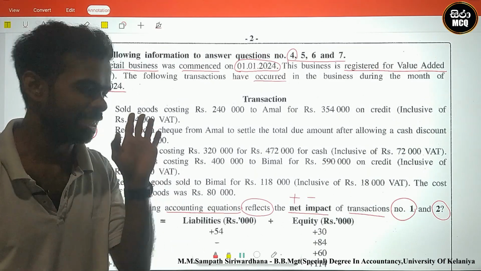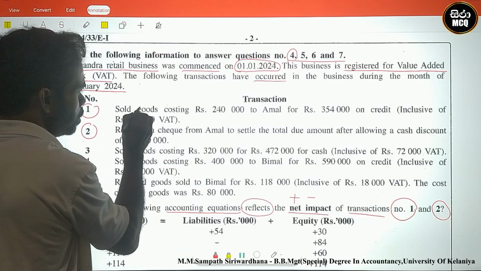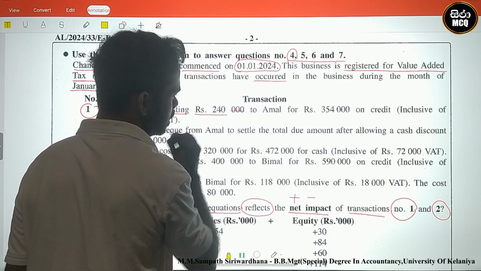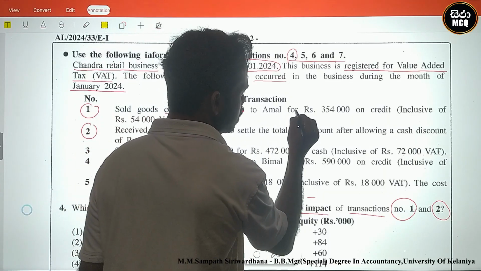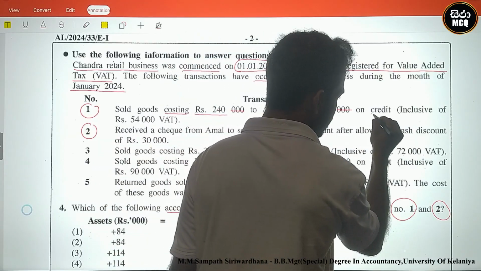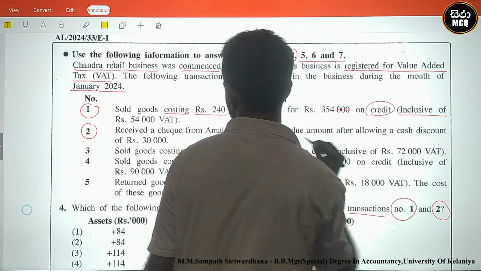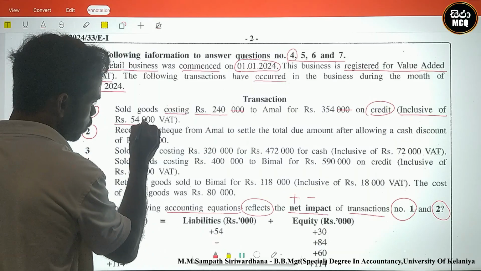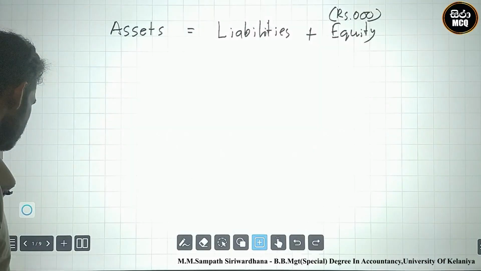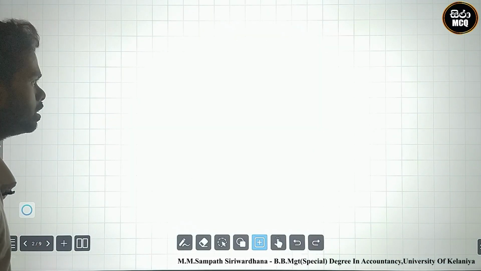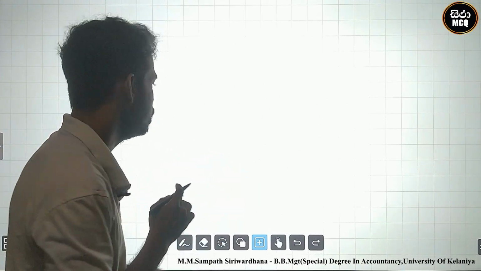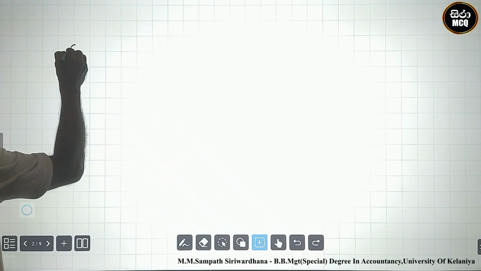Net impact to the equation. Look here. Sold goods costing 240 to Amal for 354,000 on credit, inclusive of 54,000 VAT. Look here, this is the schedule I prepare. This is the selling point. At the sales point, we prepare this schedule. This is the cost.